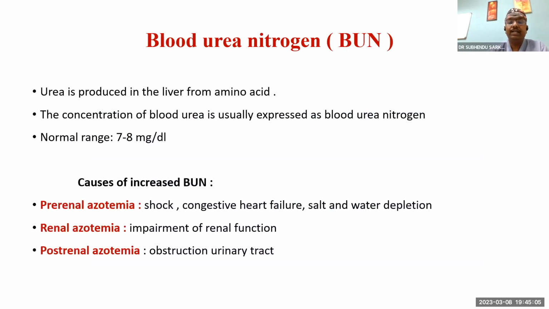The next one, the previous one was the serum urea, and now is the blood urea nitrogen, that is called BUN. Urea is produced in the liver from the amino acid, and the concentration of the blood urea is usually expressed as blood urea nitrogen. The normal level is 7 to 8. Causes of the increase can be pre-renal azotemia, renal azotemia, or post-renal azotemia.